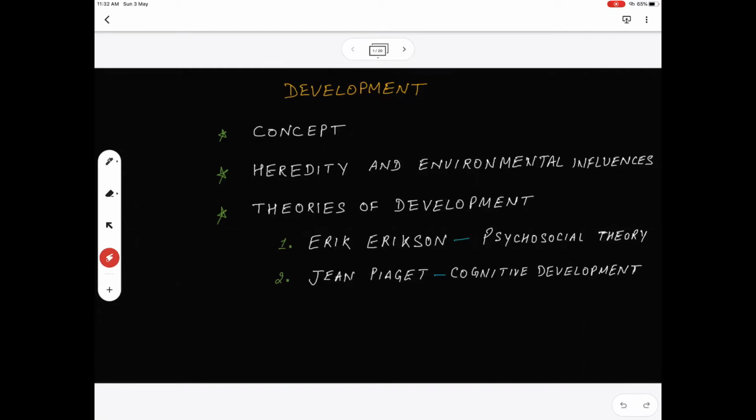Unit development. There are three topics mentioned in it. One is the concept of development. Second is the role of heredity and environment in the development. And third topic given is the theories of development. Two theories are mentioned. First theory is Erikson's theory, and second is Jean Piaget's theory.